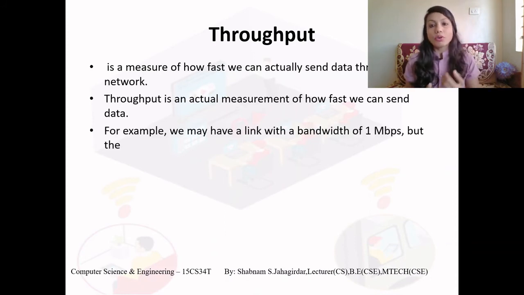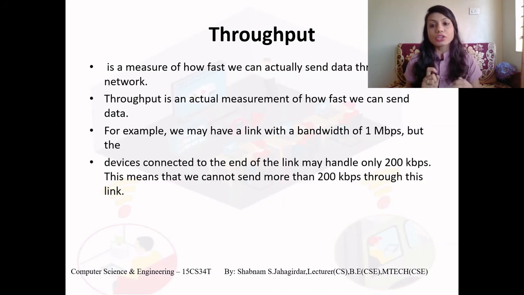For example, your bandwidth might be 1 Mbps, that is, the ideal performance is the bandwidth of 1 Mbps, but the device connected to the end of the link may handle only 200 kbps. So what will happen is, your link might have a bandwidth of 1 Mbps, but the devices are very slow, they are of only 200 kbps. When devices are slow, no matter what is in between, there are two devices, in the middle you have a wire, that wire's bandwidth is 1 Mbps, but these devices have a maximum speed of 200 kbps.